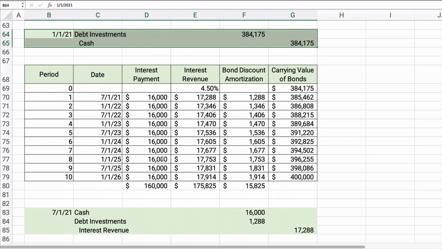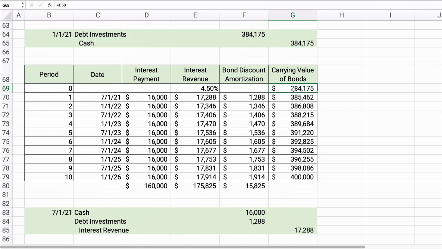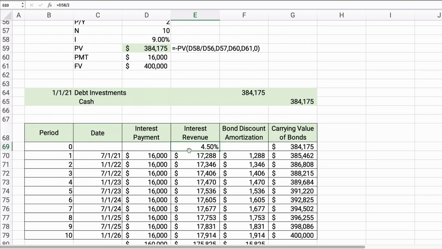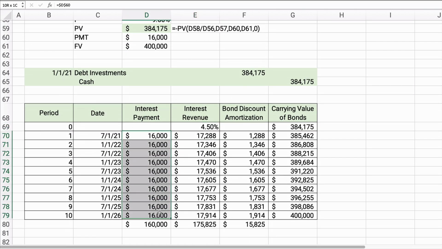So here is our bond amortization schedule. So I just set up, and I think you're fine on this. If you need help, let me know. I'm happy to help you. But I built it the right way. You can go back and check my work. Here is the carrying value. Since it's at 9%, then 9% divided by 2, it's $16,000 every period. And I just took the $384,000 times the 4.5% and made it absolute value. And then you can copy that down.